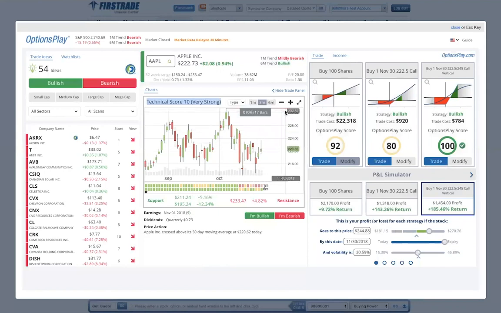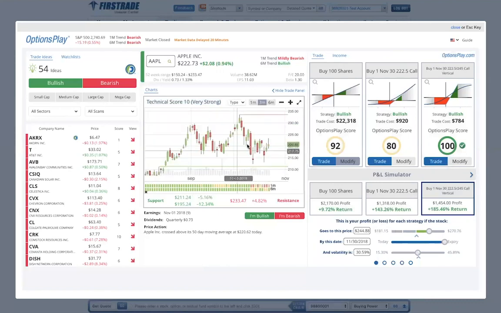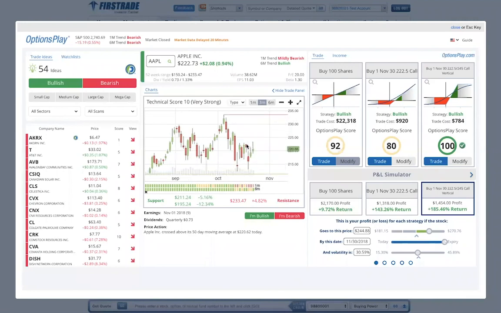I think there's a fair chance that Apple may beat earnings like we saw in Netflix, like we saw in a few other tech names. I think that if it does beat on earnings, it can easily go back up to this 233, 235 level. So I'm going to take a look at earnings as a catalyst for perhaps Apple moving back higher to that 52-week high around 233. So as you notice here on the bottom of my screen, I have two buttons. You can click on I'm bullish or I'm bearish.